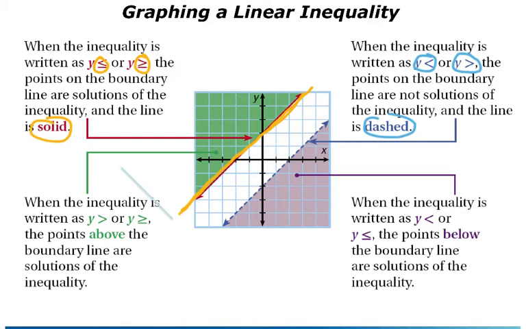The other piece is shading above, meaning all of these dots up here, no matter which one we're talking about, are solutions. So we're talking about shading above when we have a greater than. Hopefully that makes sense. Above is greater. And the last one here is below, and that's going to be a less than symbol.